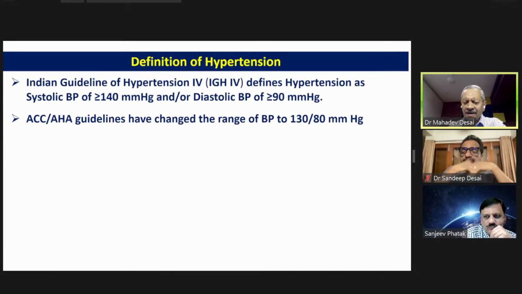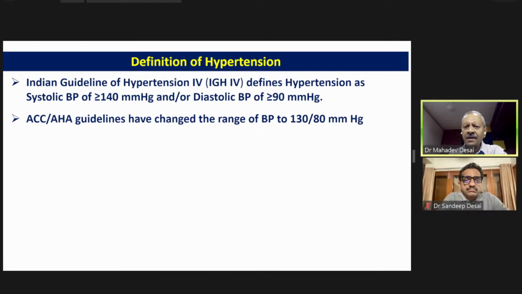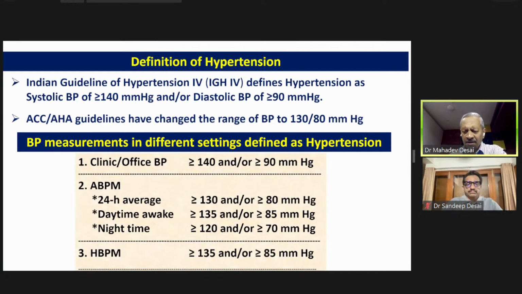The Indian hypertension guidelines appeared in 2019, which is guideline 4, and define hypertension as a systolic blood pressure equal to or more than 140 millimeters and diastolic of more than 90 millimeters. While ESC and AHA have now brought the hypertension cutoff values down to 130 and 80, Indian guidelines still maintain 140, 90 or above. But there are definitely different cutoffs for the different settings of blood pressure reading.